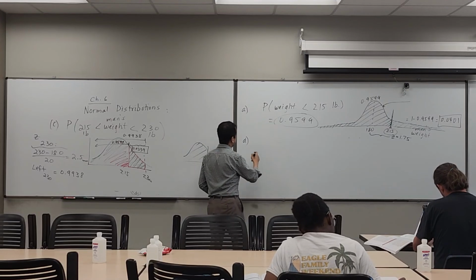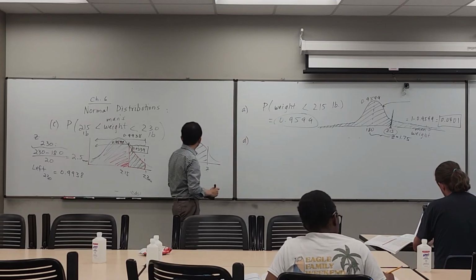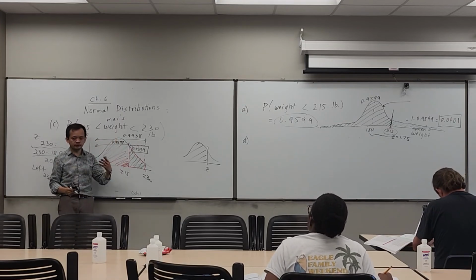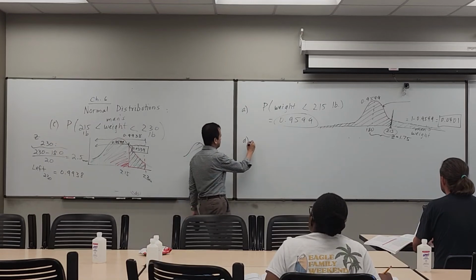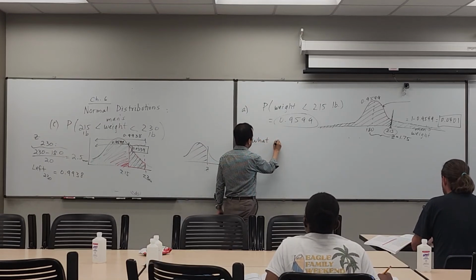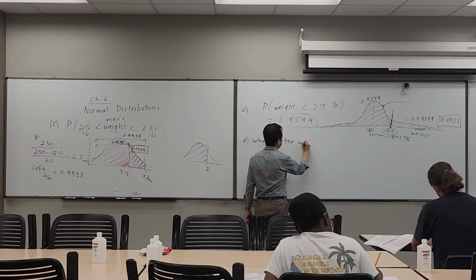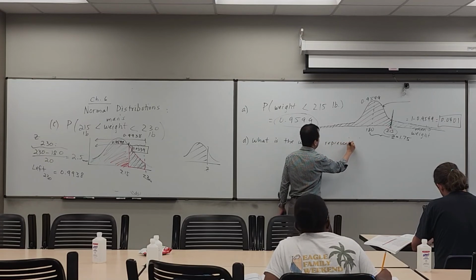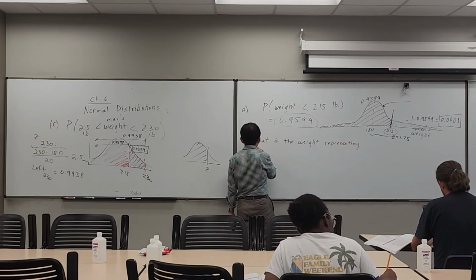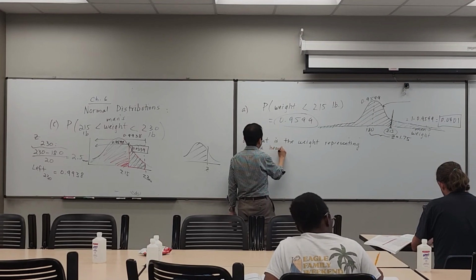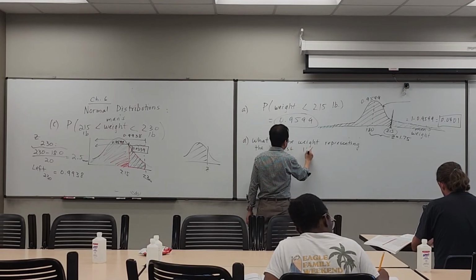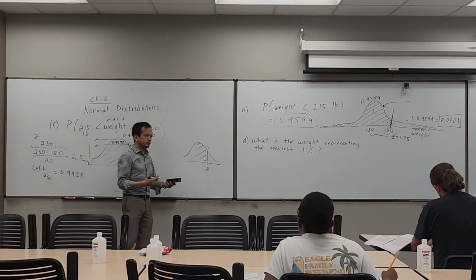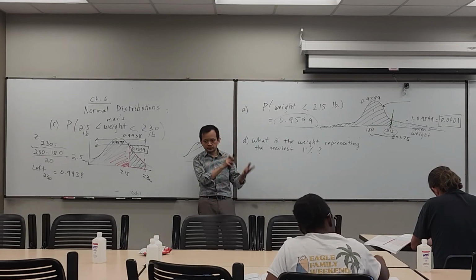So next related question is, let's say that I asked you for the weight of the man that was considered the heaviest 1% of all men. So what is the weight representing the heaviest 1%? So we've been able to make an equivalence between probability and area.